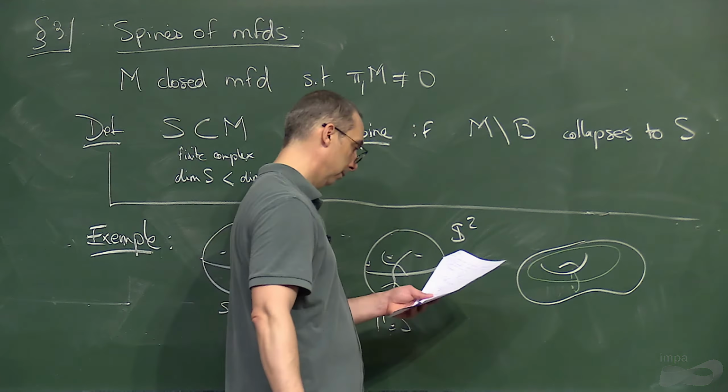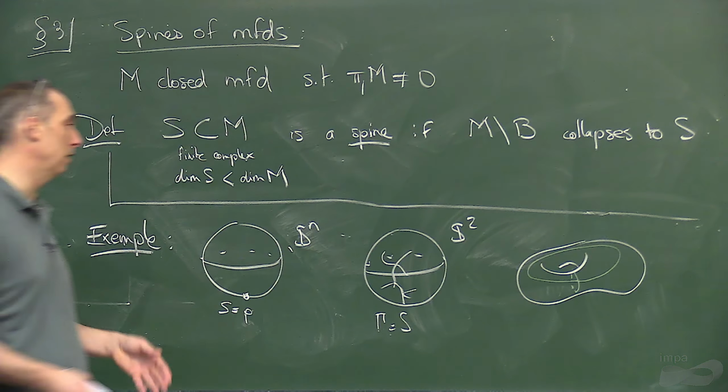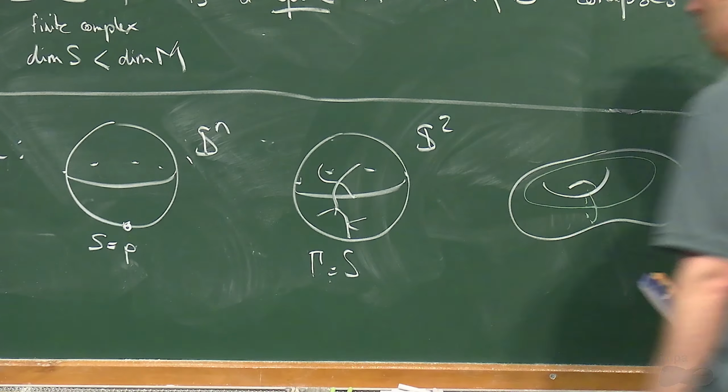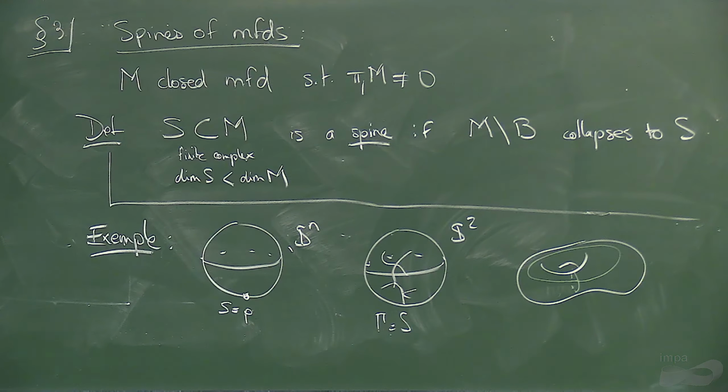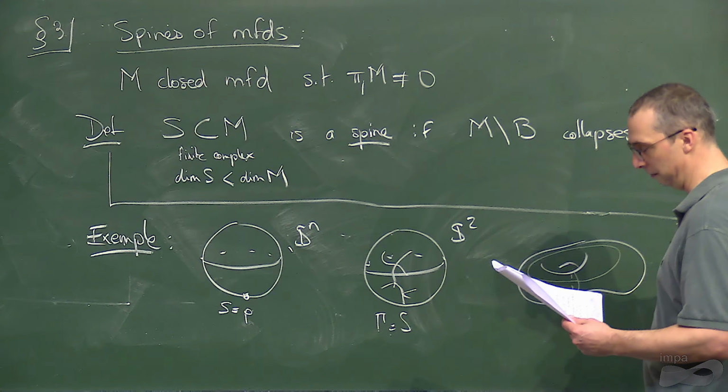And more generally, if you take any point P and a Riemannian metric on your manifold, then the cut locus will be a spine. Okay. So this is like the kernel of the topology of your manifold. So this notion, the spine, is related to the notion of complexity of three-dimensional manifolds.